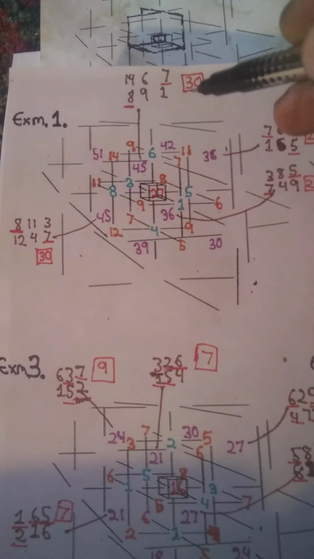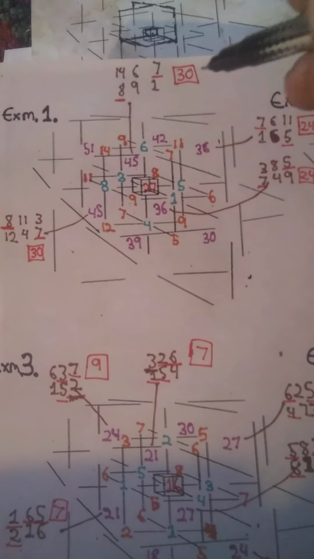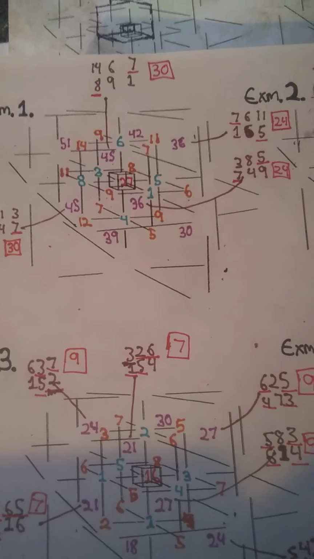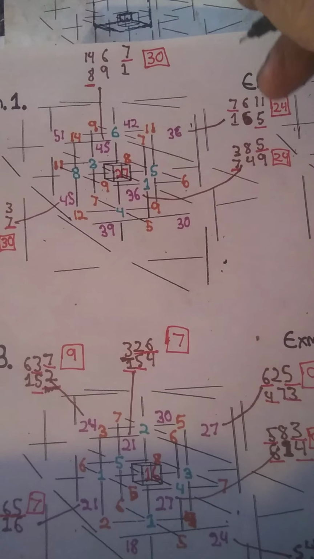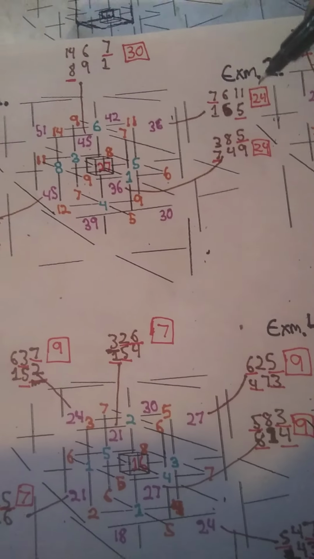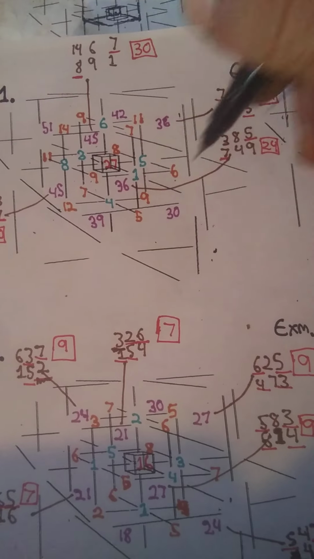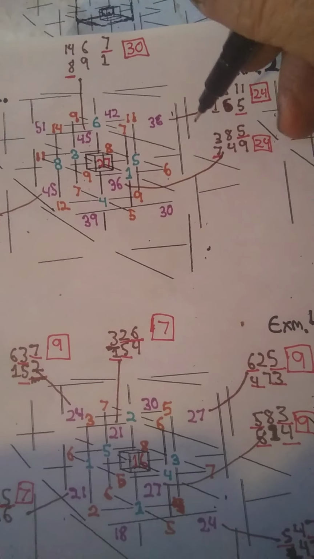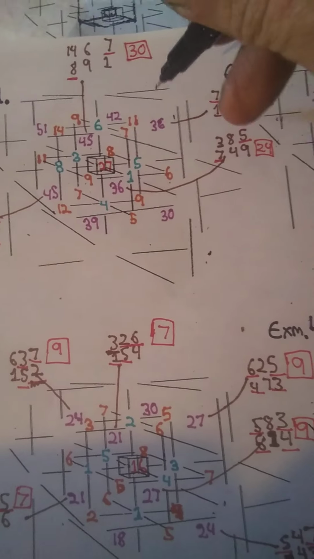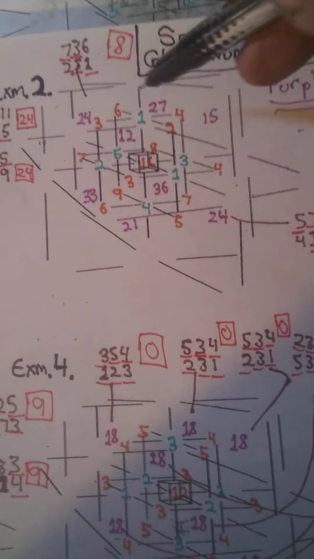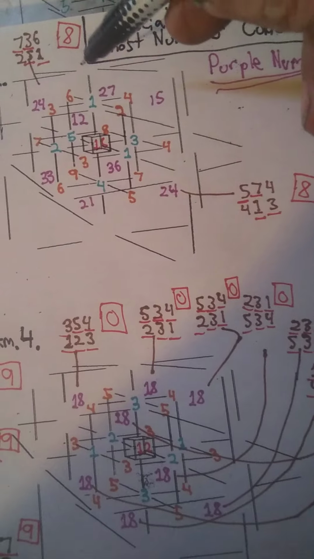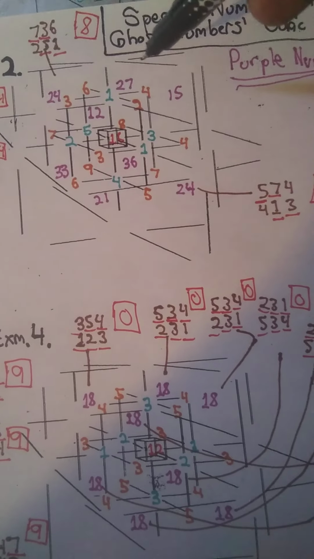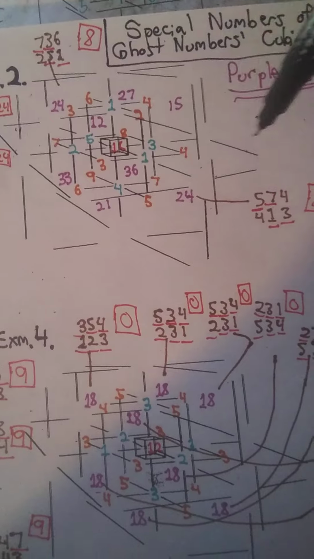45 has 30 in common. If you break 30 down into 15s, that's 2/3 of 45. 36 has 24 in common. That's 2/3 of 36. Remember that third part, 2/3. Example 2, 24 has 8 in common, and that's 8 times 3. Remember the third. There's a 3 that always appears in all these examples.